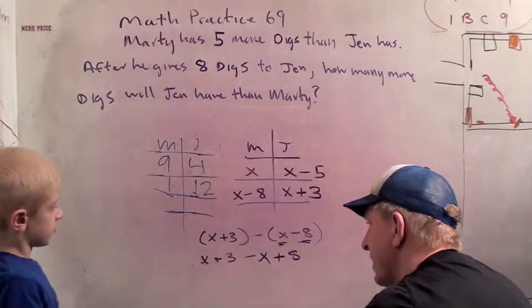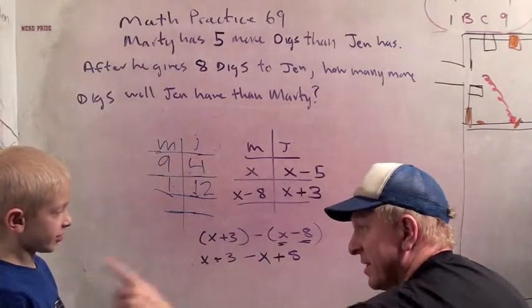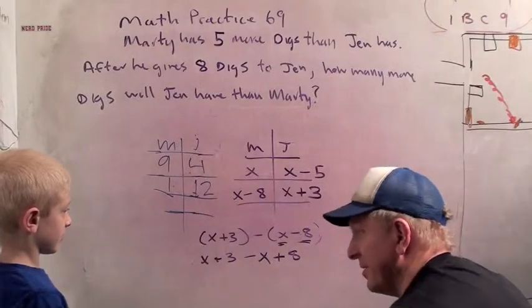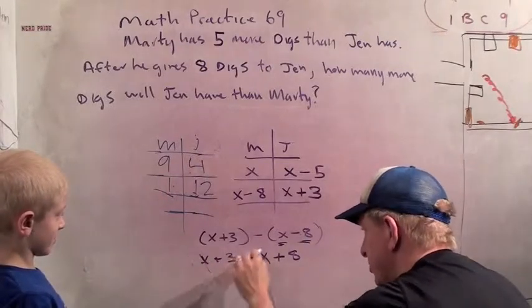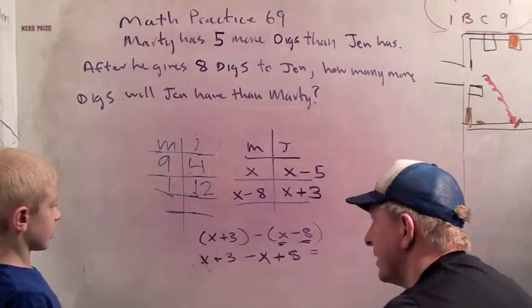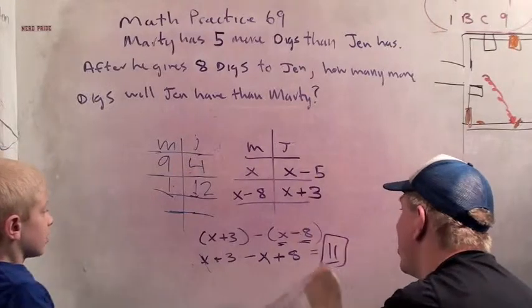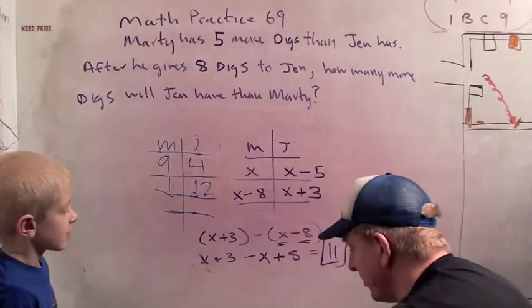So I get an X minus X, which is 0. And what's 3 plus 8? 11. Okay, so the answer is always 11. That's pretty cool, right?